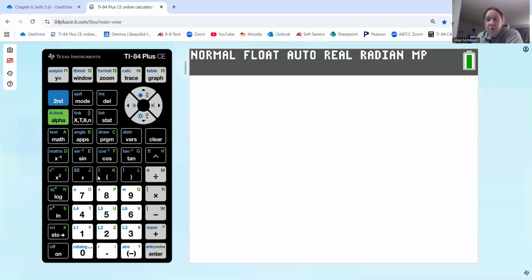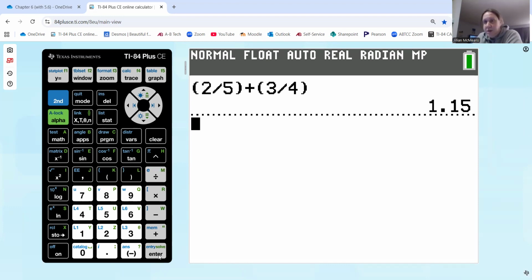It's up. So depending on what calculator you have, you could type this in different ways. We could type in 2 divided by 5 in parentheses. That's the same thing as writing 2/5 plus parentheses 3 divided by 4. All right, so that's 2/5 plus 3/4. Hit enter. It's going to give you a decimal.